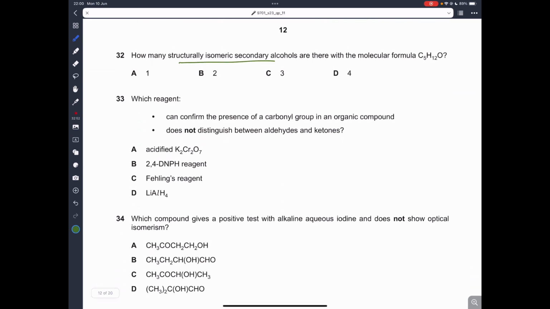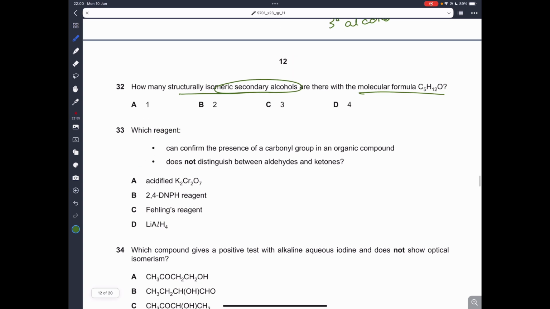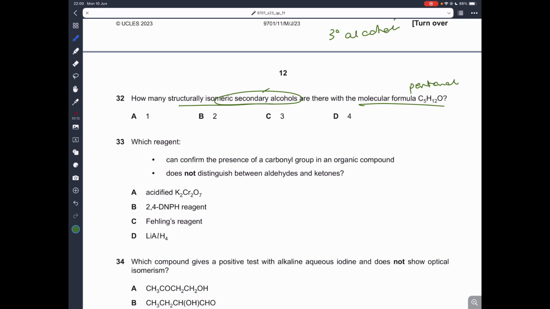32. How many structurally isomeric secondary alcohols are there with a molecular formula C5H12O? This is actually a pentanol. We have to draw out the structures to help us see the structural isomers. We can draw 5 carbon atoms, 1, 2, 3, 4, 5. I'm not going to draw the H because that's going to be very confusing. We can put the OH here, so this is pentan-2-ol. We also can put the OH over here, so this will be pentan-3-ol. So we get our first and second isomers already.